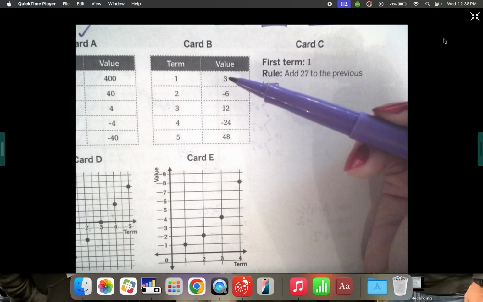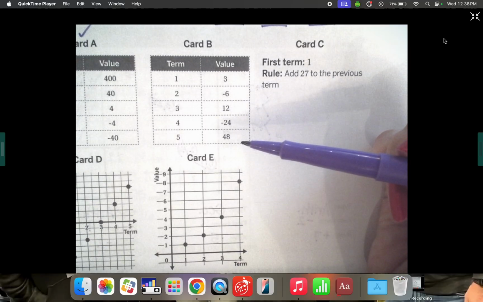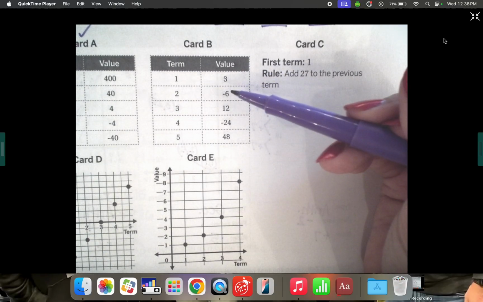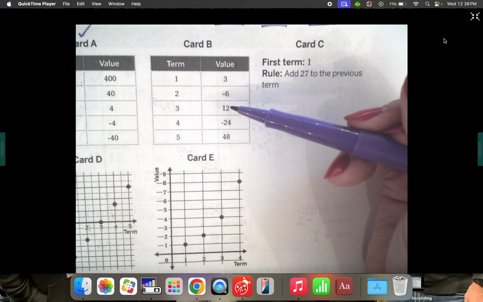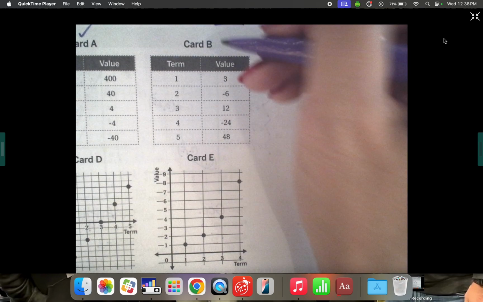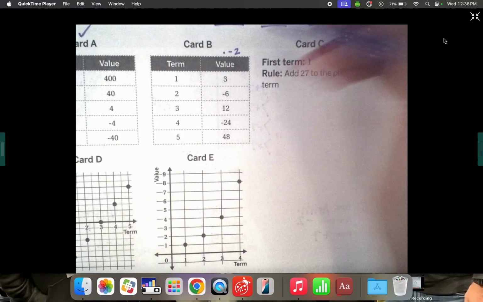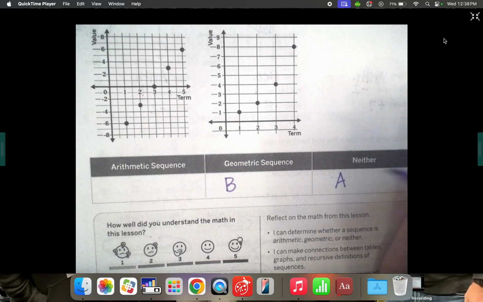Card B, it looks to me like card B is multiplying by -2. 3 times -2 is -6. -6 times -2 is 12. 12 times -2 is -24. So this one is multiplying by -2, which makes it geometric when you're multiplying. So this is a geometric one.